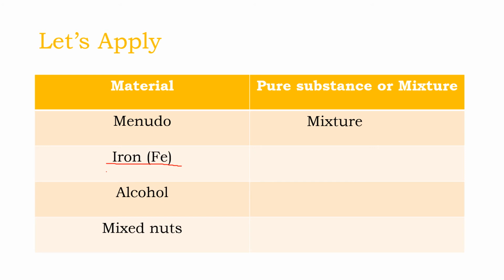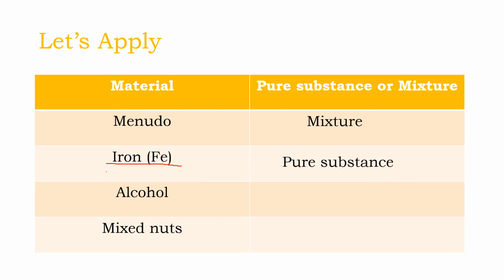How about iron? This one. Iron, the symbol is Fe. O dahil may symbol, ano pong ibig sabihin nun? Siya po ba ay pure substance or mixture? Siya po ay isang pure substance. Anong klase pong pure substance? Kasi dalawa po yung pure substance, diba? Element at compound. Siya po ay isang element.